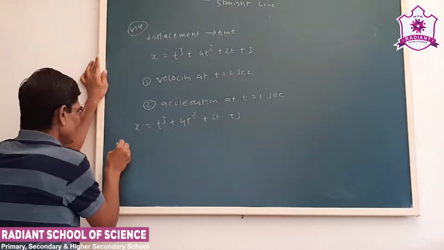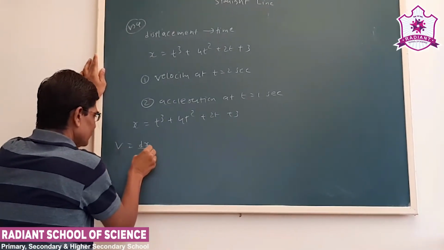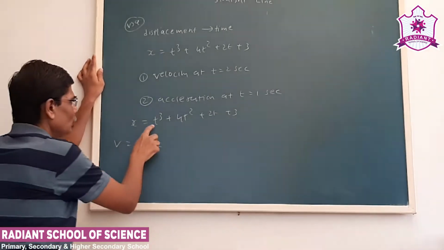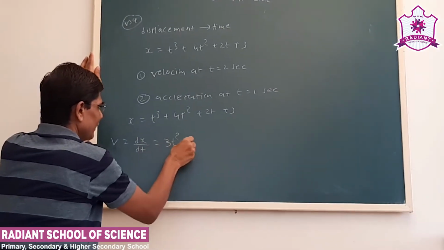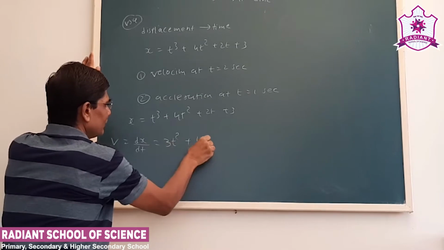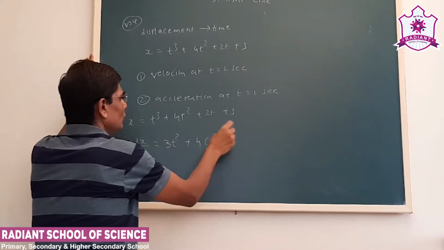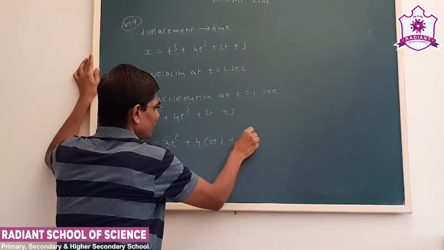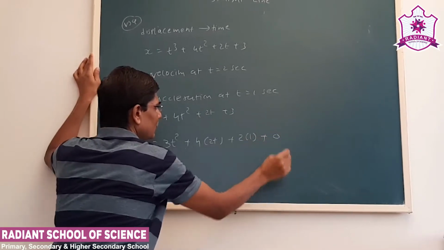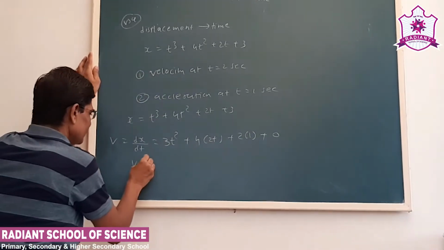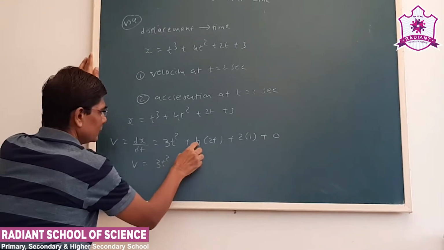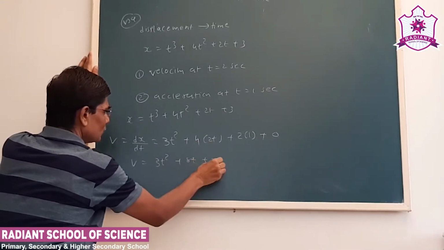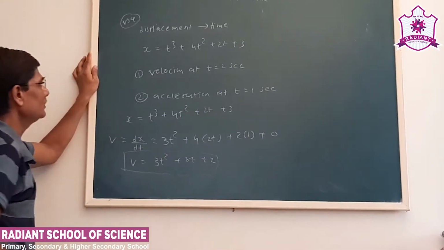Now see, the velocity is the first derivative of displacement. So the derivative of t cube, we have seen earlier, is 3t square. 4 is a constant term, and the derivative of t square is 2t. 2 is a constant, and the derivative of t is 1. 3 is a constant, its derivative is 0. So in that case, 3t square plus 8t plus 2 is the equation for the velocity.